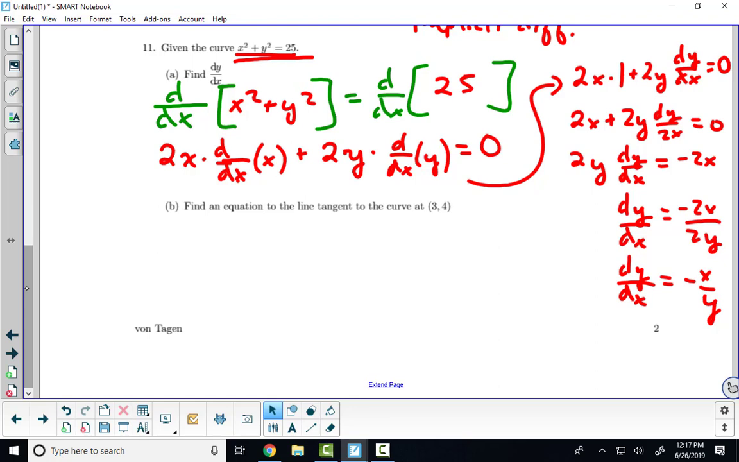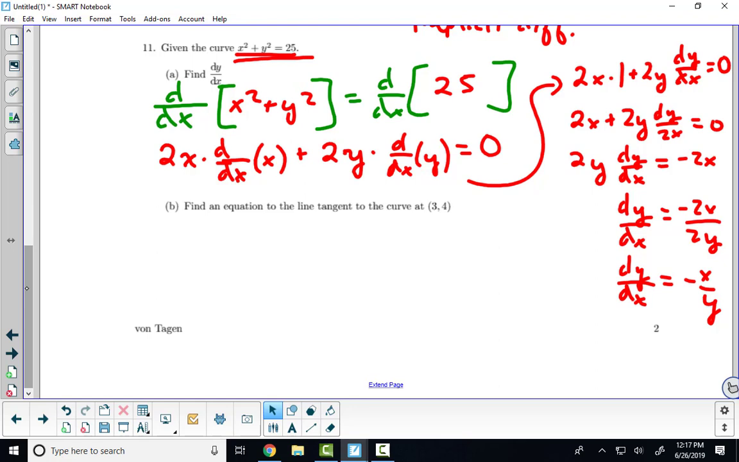But the idea is we were asked to find the derivative of this equation with respect to x. So what did I do? I took the derivative of both sides of this equation. Everybody, what did I do for my first step? Took the derivative of both sides. This is a new step. You hadn't done this before. Everybody, what did I do to both sides?